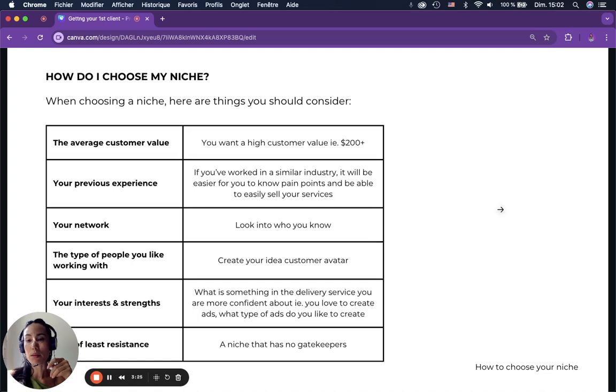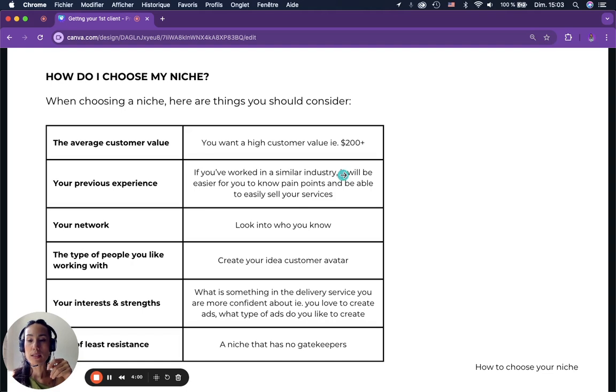Then maybe think about the type of people that you like working with, and create your customer avatar. So, for example, me, I like to work with individuals. So I want to work directly with the CEO. I don't want to be working with any managers or any sort of thing. So I want to choose a small business and that person who is actually doing the service.